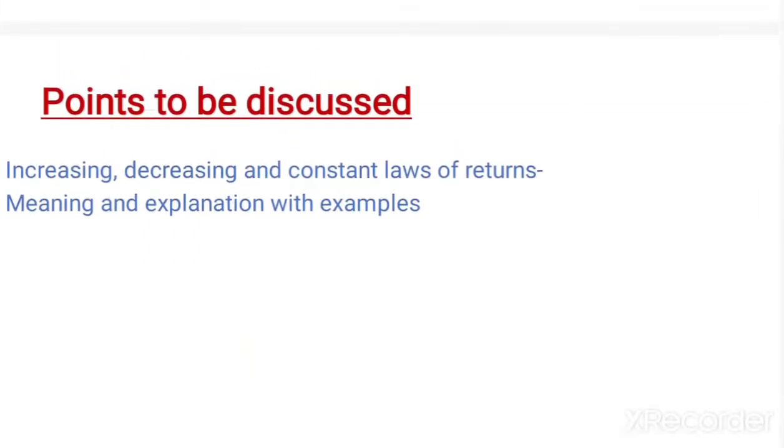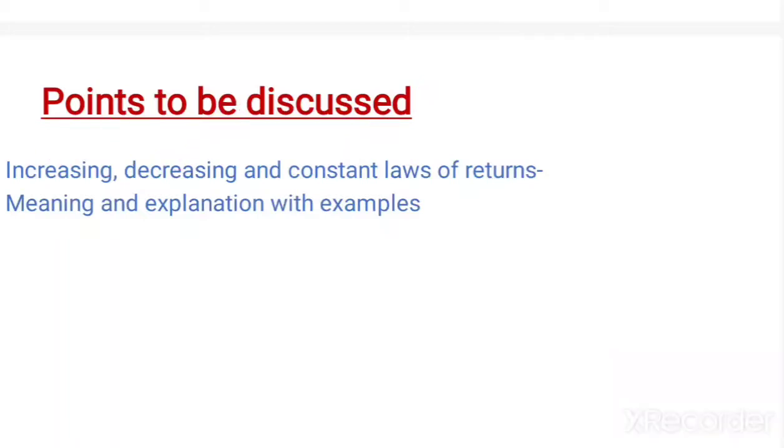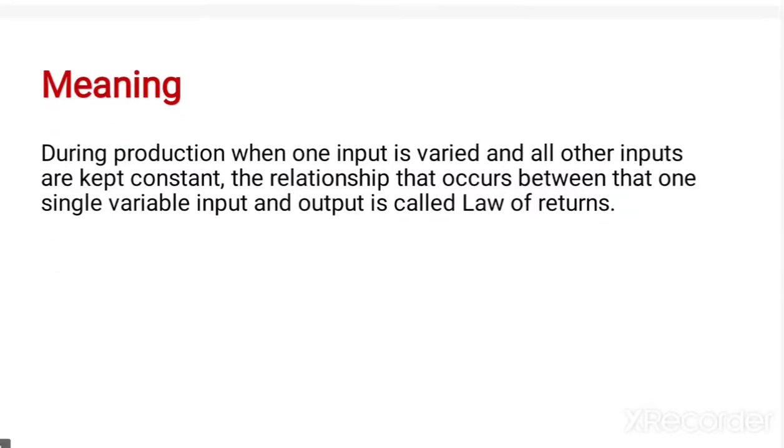First we'll study what is the meaning of law of returns. Then we will see the different types of law of returns. In general there are three types of law of returns: increasing law of returns, decreasing law of returns, and constant law of returns. We will study all these things by taking one example. Fine. So first let's see what exactly this term law of returns means.